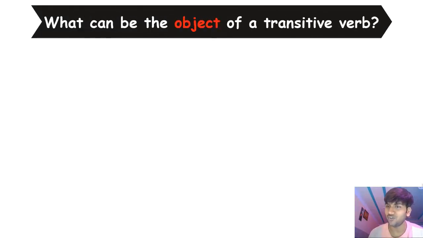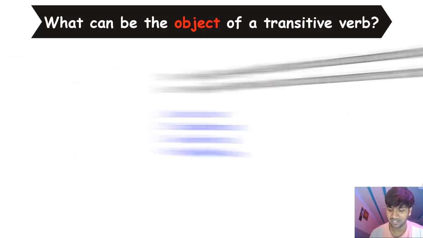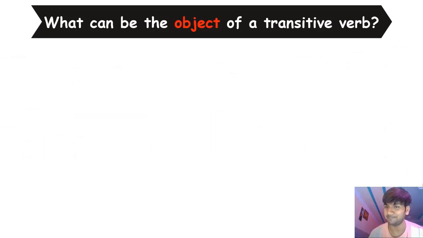All right. Now, what can be the object of a transitive verb is something that you should know. What can come after a transitive verb? So we have four things that can work as the object of a transitive verb. Number one, a noun. Number two, a pronoun. Number three, a gerund that works as a noun. And number four, an infinitive that also works as a noun. Let me show you some examples and make you understand.